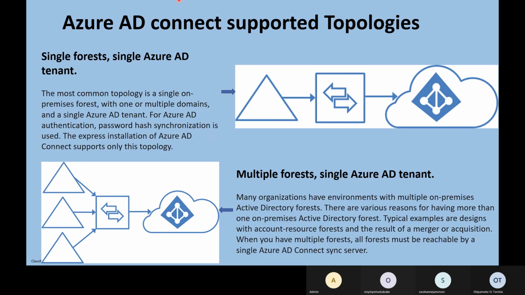Another method that AD Connect can support is multiple forests, single Azure AD. When you talk about multiple forests, you can have abc.com, xyz.com, edf.com. These are all on-premise, and they are different forests. And a forest is always represented by a triangle. This is your on-premise domain, and then you have just one Azure AD. So you can put one single AD Connect that can synchronize with all of these different forests.